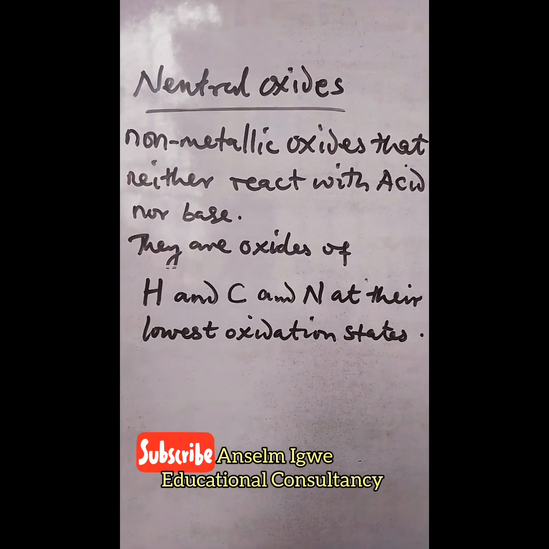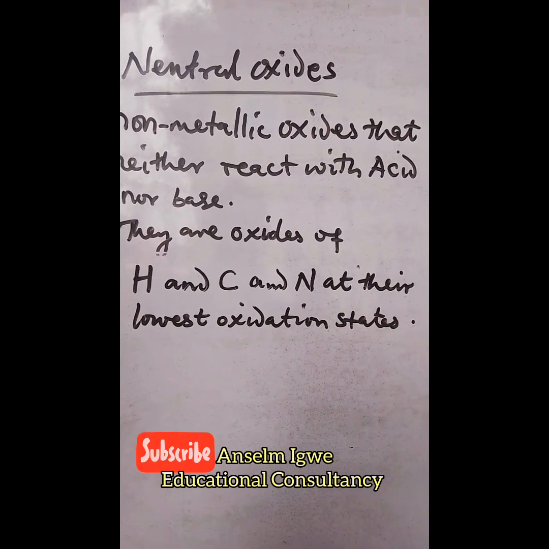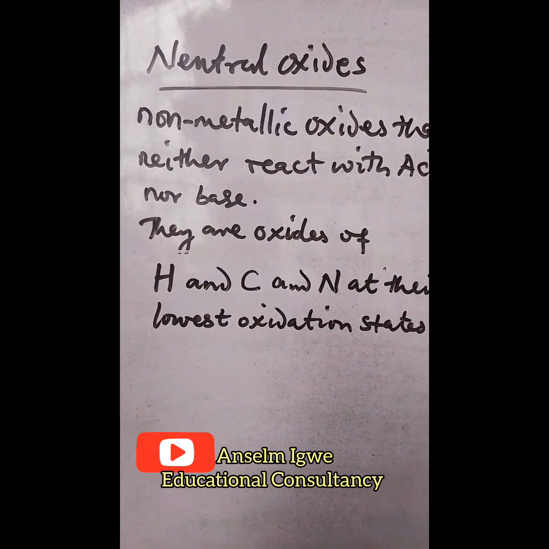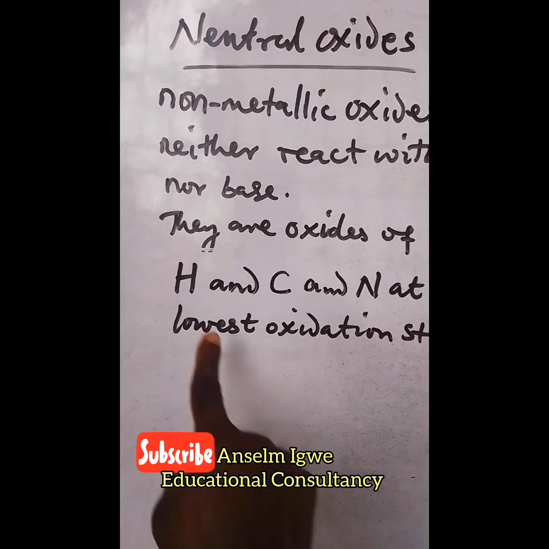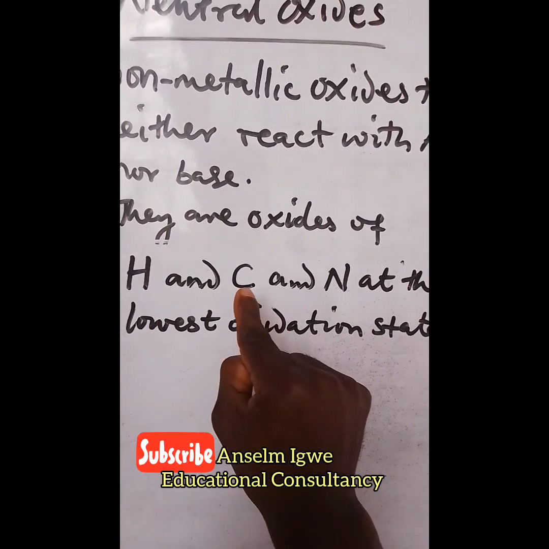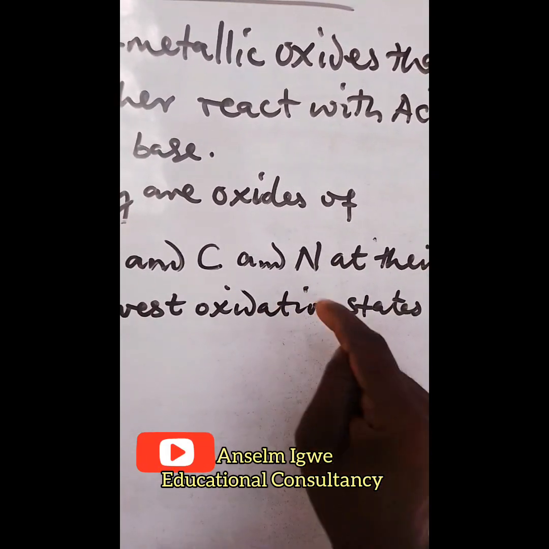Neutral oxides are oxides of non-metals also. They are non-metallic oxides that neither react with acid nor base. They can't neutralize acid, they can't neutralize base. They are neutral to litmus paper. They are oxides of hydrogen and also oxides of carbon and nitrogen at their lowest oxidation states.